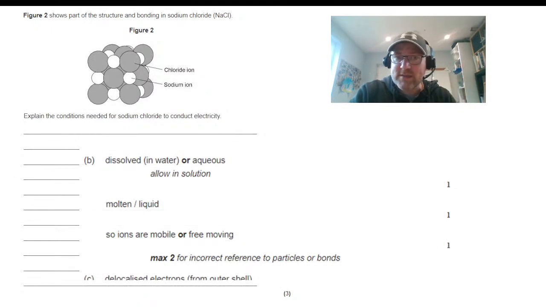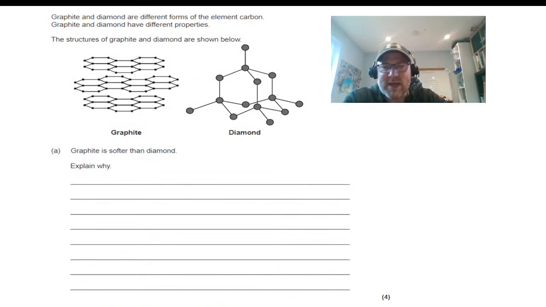And here's the answers. Dissolve in water or melt. Molten means melted, so ions are free moving. We didn't even have to say "carry charge" on this one. I think you need to add that, just in case, because from exam board to exam board, or exam to exam, that will be on the mark scheme.